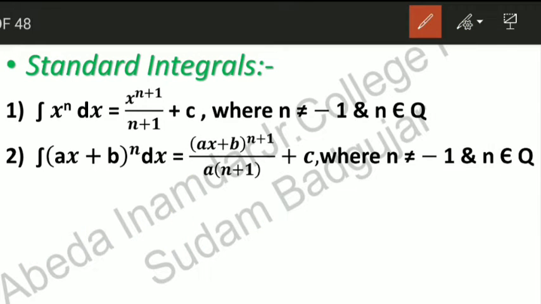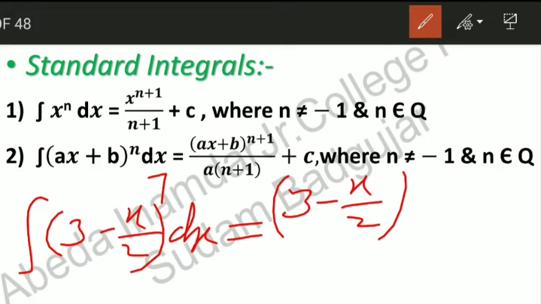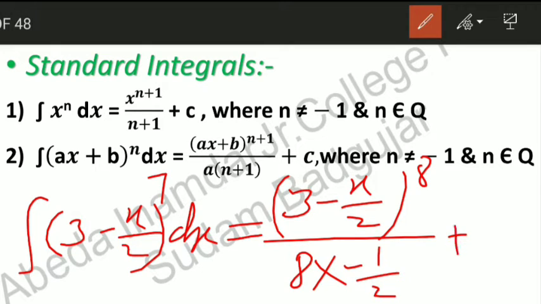One more example, suppose integration of 3 minus x by 2 bracket raised to 7 with respect to x. It is also linear, x is at the numerator, not at the denominator. So this result is 3 minus x by 2 bracket raised to 7 plus 1, that is 8, divided by 8 into the coefficient of x, which is minus half, plus c. Now you have to simplify this, you will get the final answer.